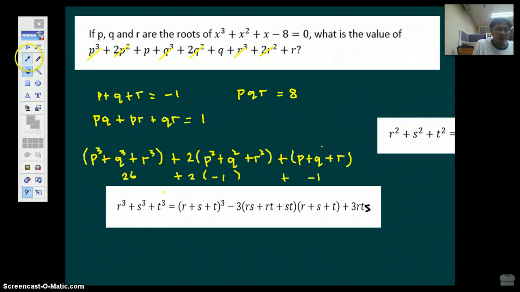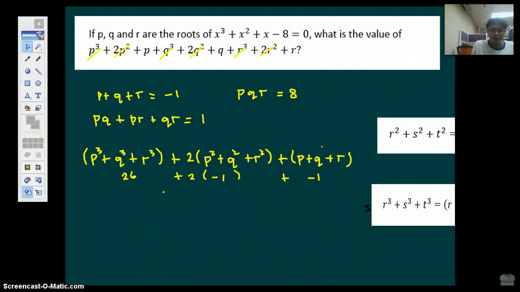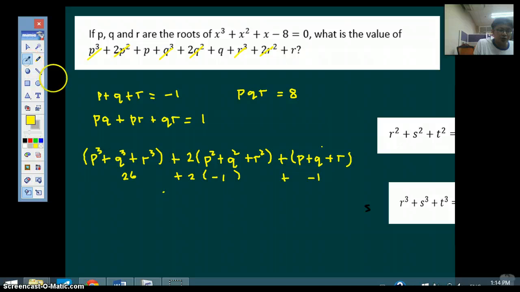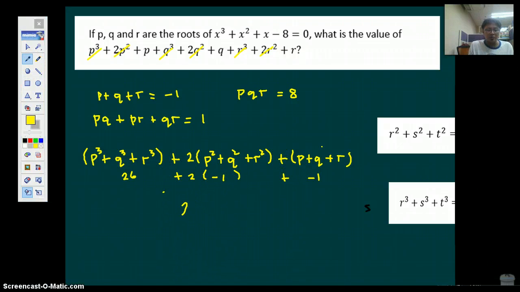The exact value of the expression is simply 26 plus negative 2 plus negative 1, or 23. Right. Let's have the next problem.